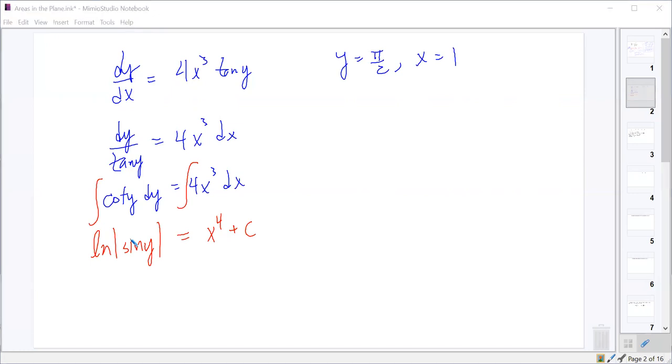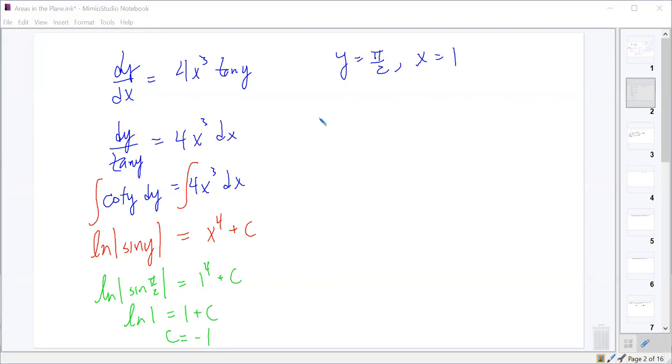Okay. So then from there, we'll plug in our values. So we got natural log absolute value sine pi over 2 should be equal to 1 to the 4th plus c. And the sine of pi over 2 is 1. So this is natural log 1 equals 1 plus c. Natural log of 1 is 0. So we get a constant of -1. Everybody agree with that?